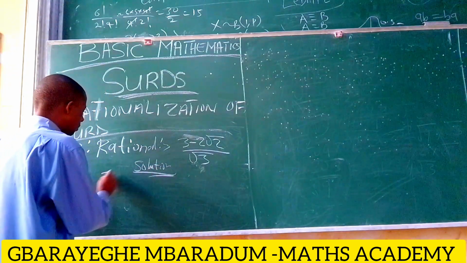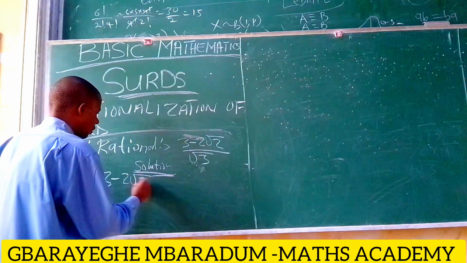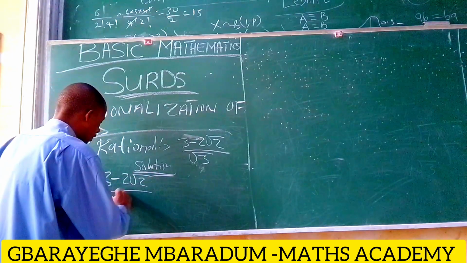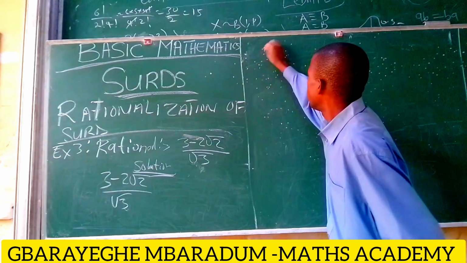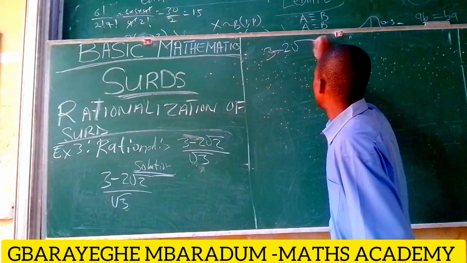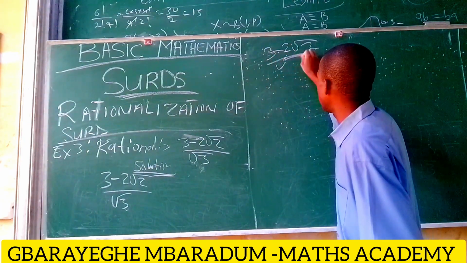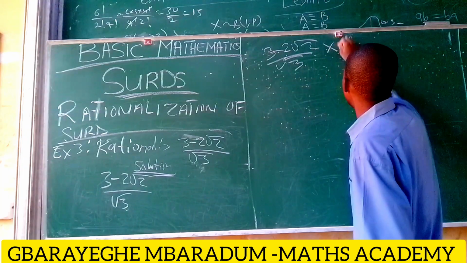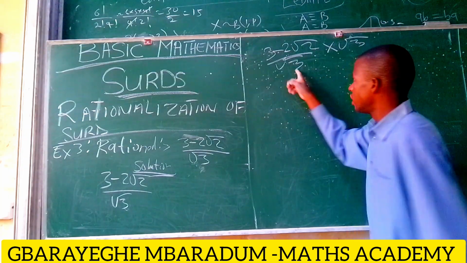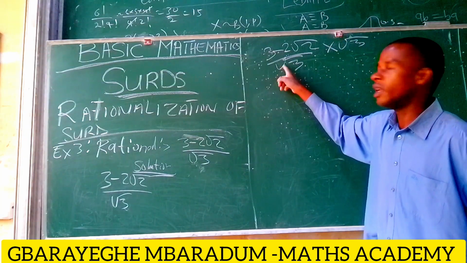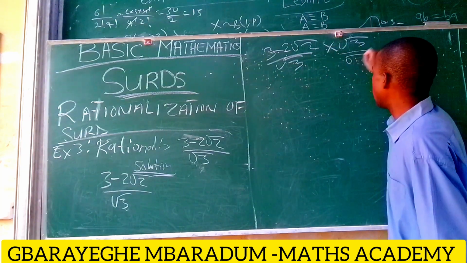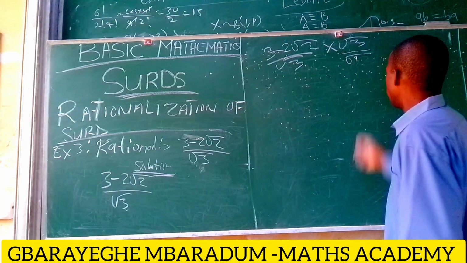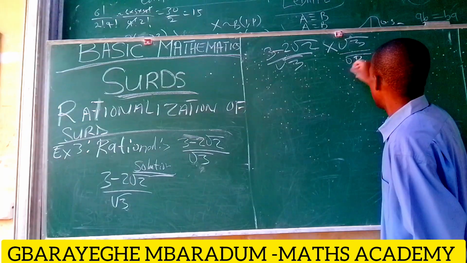We have 3 minus 2 root 2 all over root 3. To eliminate the root using the rationalization method, we multiply by root 3. Root 3 is what we are trying to eliminate, so we multiply the upside by root 3 and also multiply the downside by root 3.